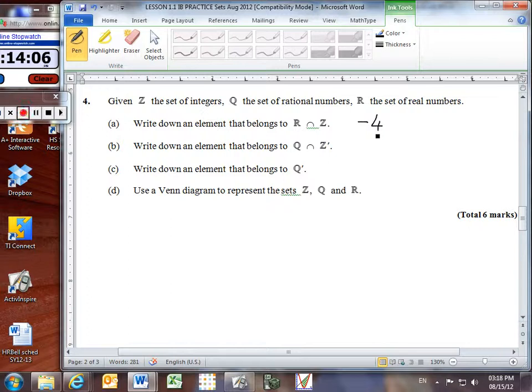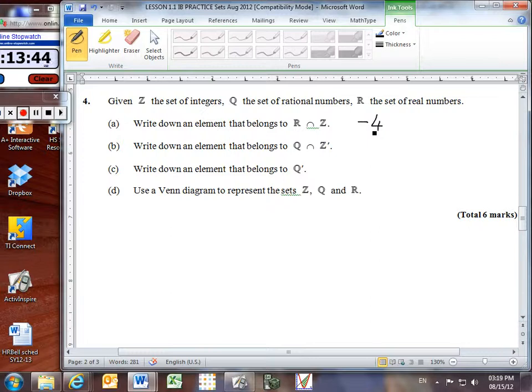In fact, any integer is going to work as an answer to this question, because of course all of your integers are automatically real numbers at the same time. They must be real numbers, because real numbers are absolutely everything. So this is just one possible answer. Any integer would have been sufficient as the correct answer for part A.